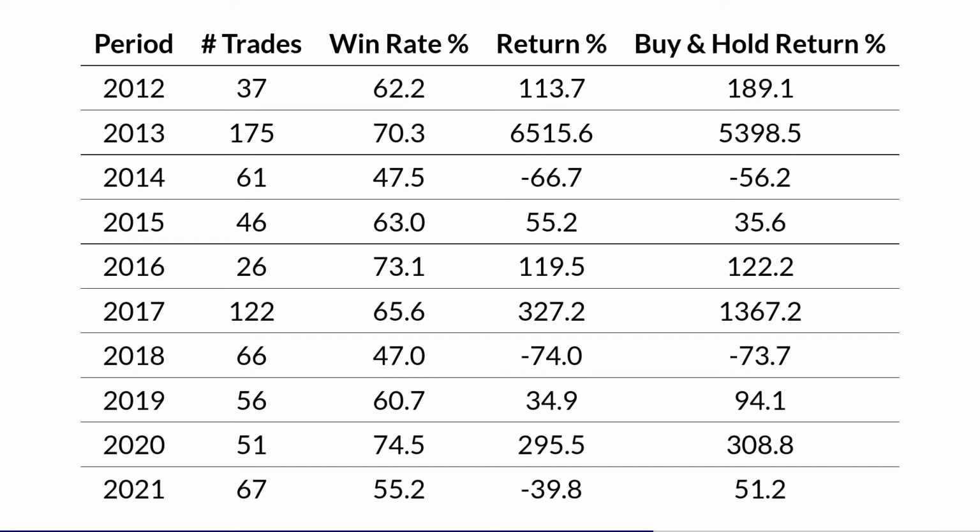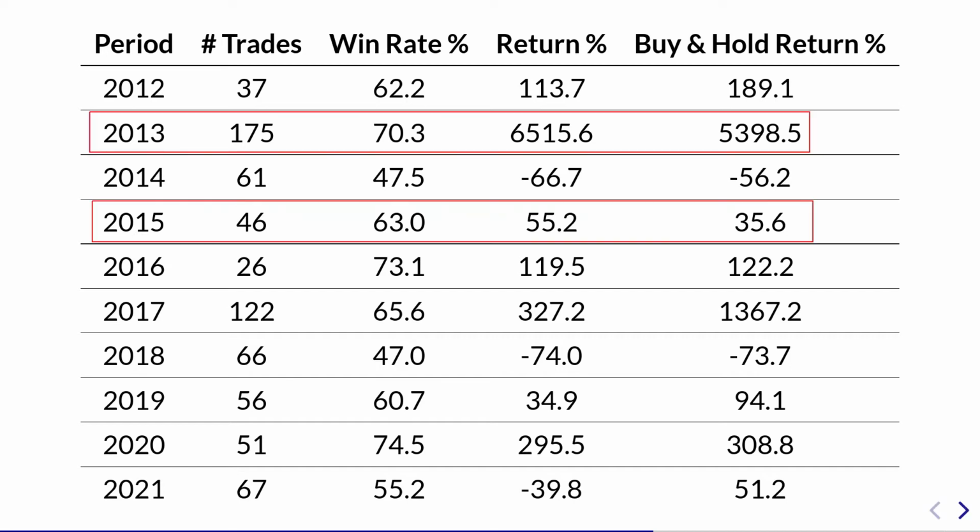The patterns that emerged from the data look like this. In the 2013 bull run and 2015, the strategy outperformed buy and hold in terms of return. The strategy and buy and hold return was always in the same direction, both positive or both negative.